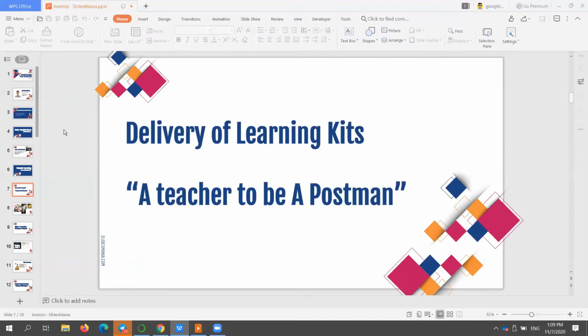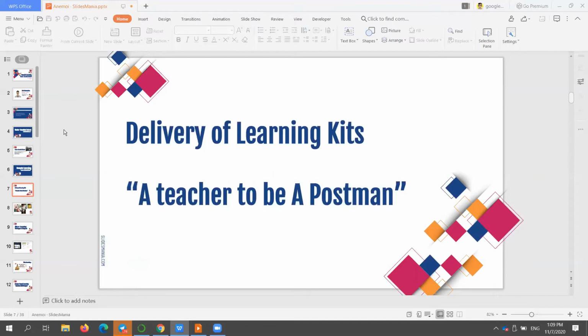So most teachers, especially me, do the delivery of learning kits. We pack all the learning materials into a box and then courier it to them, or we use a teacher as a postman.